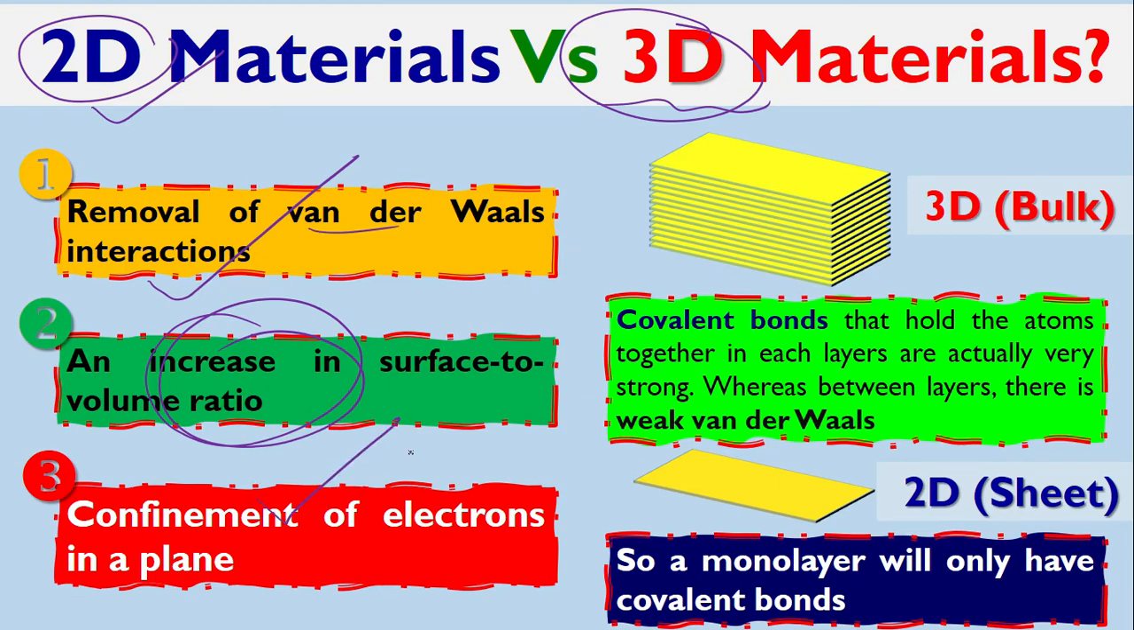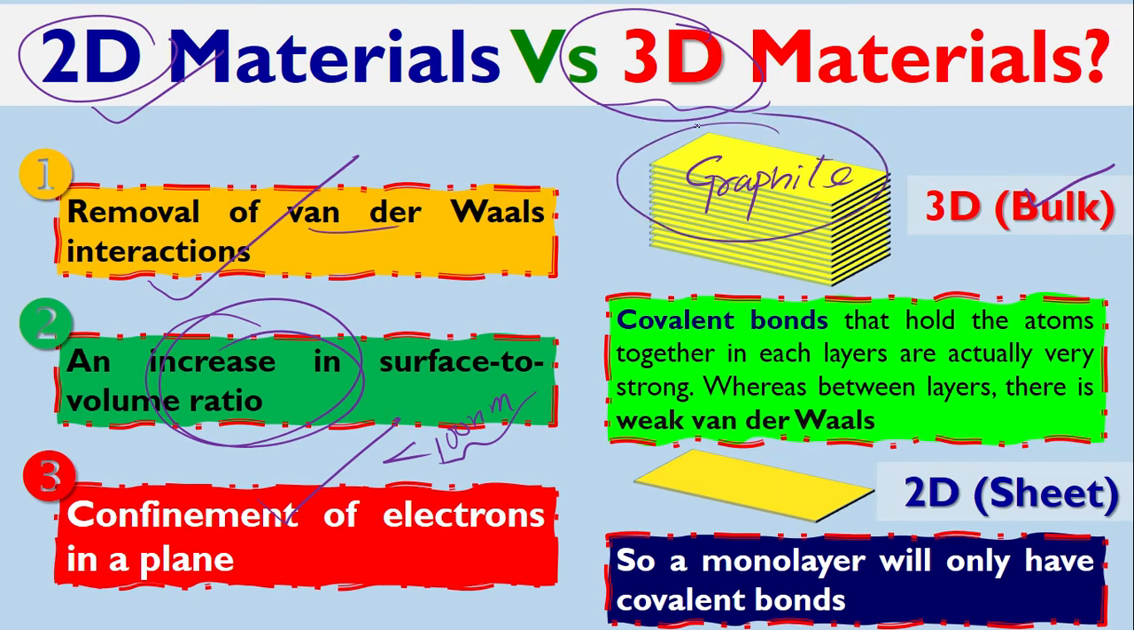This means that when the size is getting lower than 100 nanometer, there is quantum confinement effect. There is a tremendous change in the optical and electronic property of material. Right? This is three-dimensional material, which we also call bulk material. The best example is basically graphite.